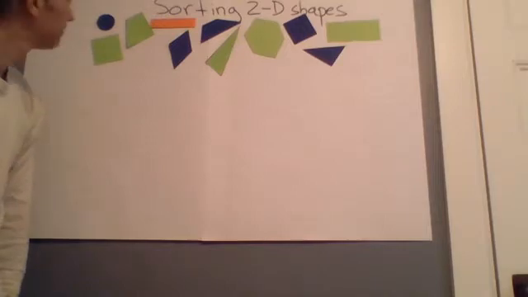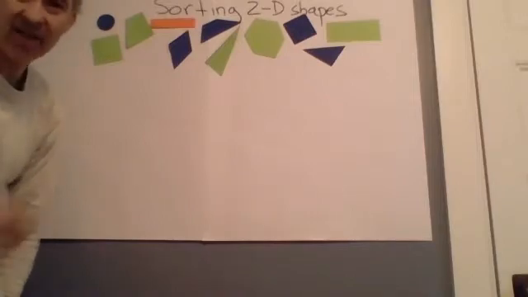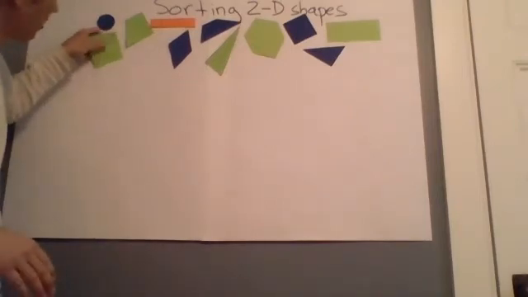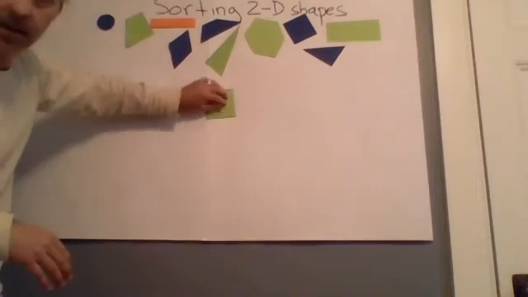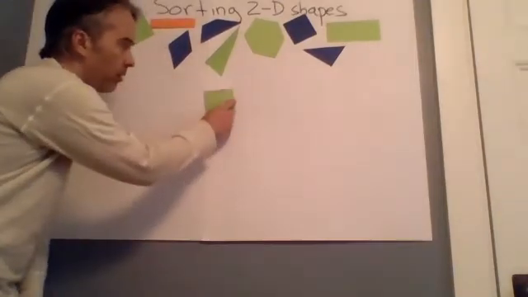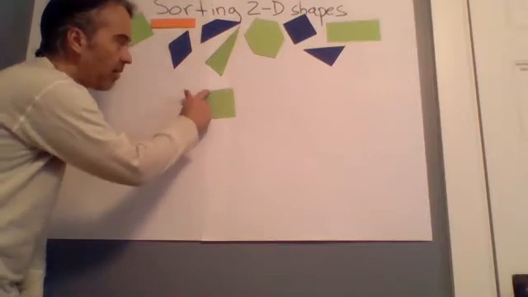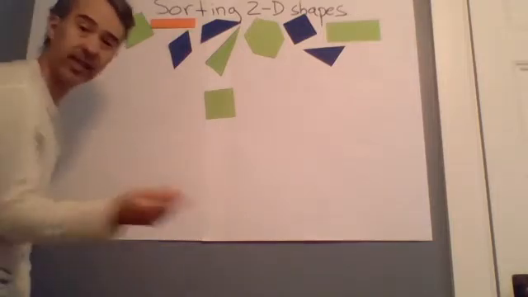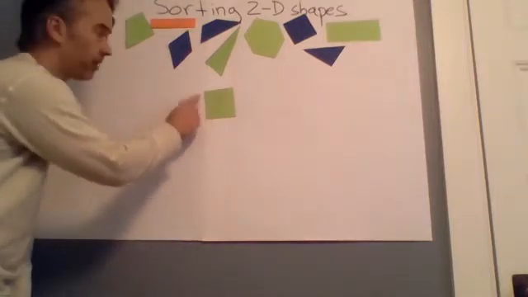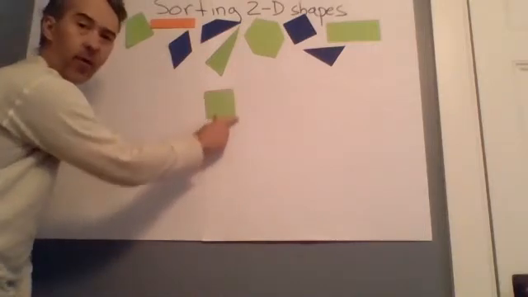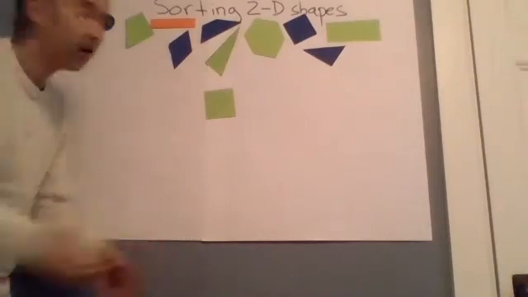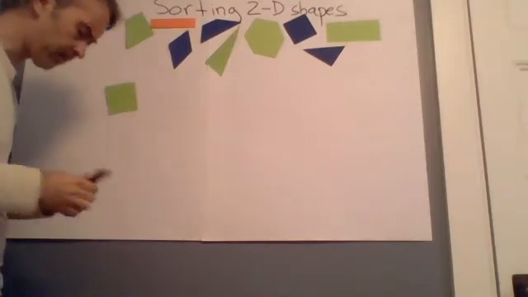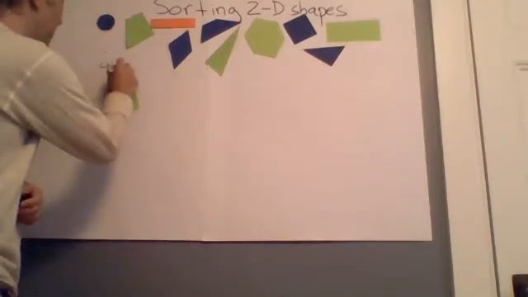Well, I noticed that they all have a different amount of sides. So remember, I'll take this square. When we're looking at a shape, these are the sides of the shape. How many sides does this shape have? This is a square. How many sides does a square have? Well, let's count together. 1, 2, 3, 4. It says 4 sides. Okay, so I'm going to put my square over here, and I'm going to call this any shapes that have 4 sides.